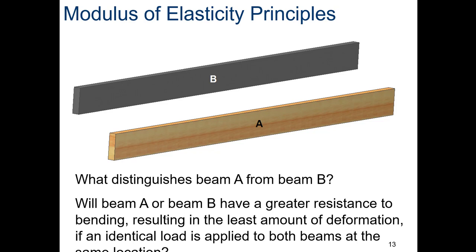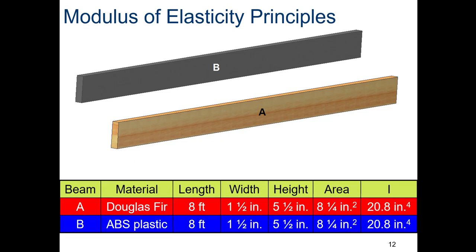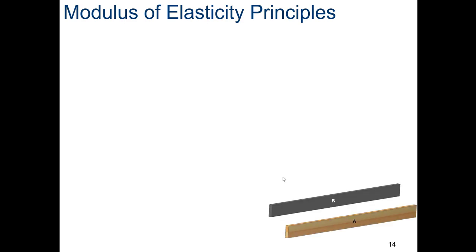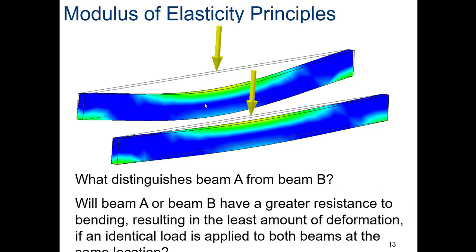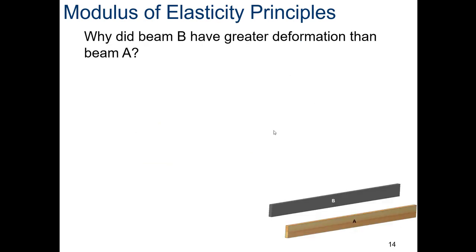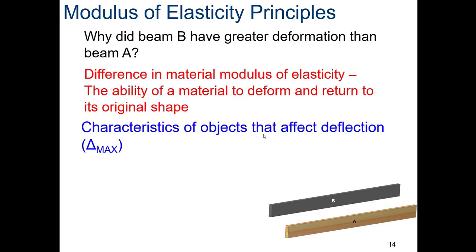Okay, so this says which one will have a greater resistance to bending. Well, currently, if we just went with moment of inertia, we're like, they're equal. They're both 20.8. They're showing you here that actually that plastic bends a whole lot more than the wood. So how do we know that? It says the difference is in the material's modulus of elasticity. In other words, these materials have a different E, and one of them has a higher modulus of elasticity.